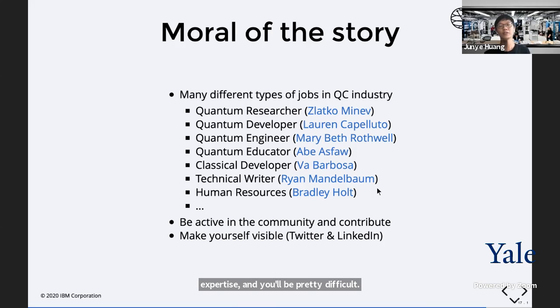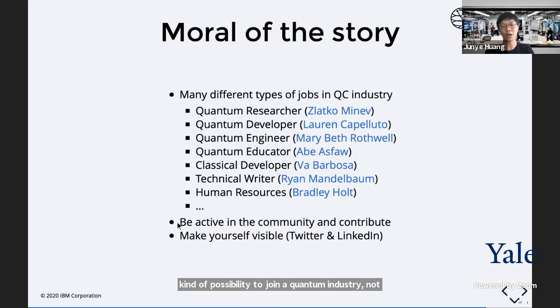So my story is just to tell you that there are many other jobs that you could do, ranging from researcher to maybe software developer or engineer or educator, or maybe even classical developer, where you don't need to do anything quantum, but you still support our community events or just build the Qiskit.org website. They are all very useful and meaningful contributions to a community. It can even be a technical writer. Our writer Ryan has done a great job of writing a lot of blog posts, and Qiskit Medium is now really active. And even human resources, helping to recruit the best talents for the company or for the whole industry and training them. So I just want to make sure that you are aware of this kind of possibility to join the quantum industry, not just the most obvious ones, researcher and developer.